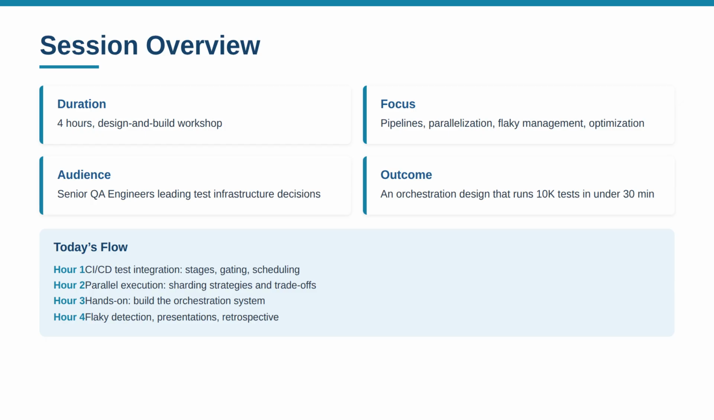Hour 3 is the hands-on block. You'll build a working slice of a test orchestration system. And in hour 4, we look at flaky test detection, review your orchestration designs, and close with a retrospective. The goal for the session is a design that is production credible, one you could hand off to your team and start implementing this week.